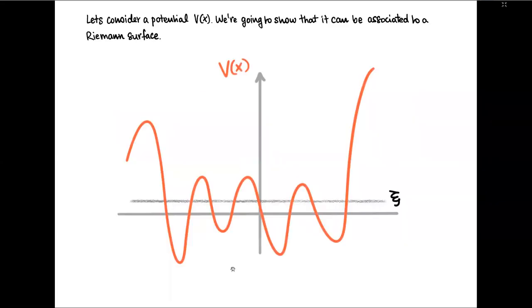Okay. So what I'm going to do is, I'm sorry for the slides being so elementary, but it's nice to see things explicitly. I'm going to look at some quantum mechanical potential, and I'm going to show that it's going to be associated with a Riemann surface. So let's say this is my potential. The orange line is just some potential function, and let's say I have the energy picked out somewhere over here.